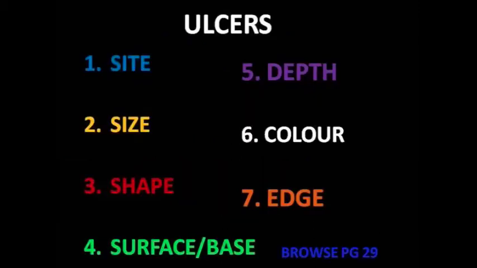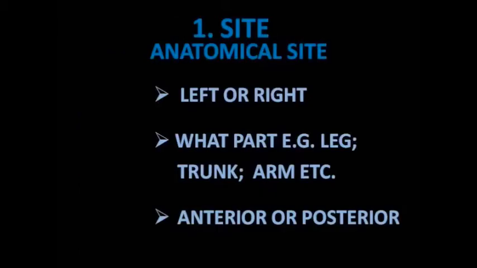If we look at ulcers, at the end of this part, we should be able to answer these 7 questions. They're important to determine, as it can help us with the treatment and the management of these patients. We are now going to look at each one of these individually and why they're important and how we determine them. Anatomical site. Where is it on the body?